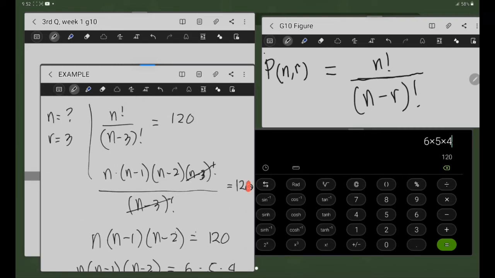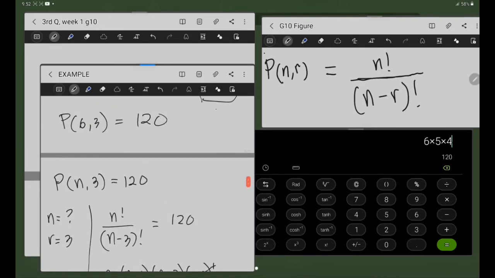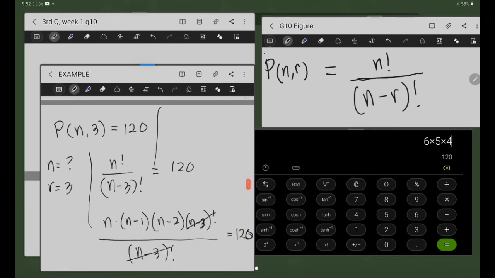So dito, P of 6, 3, permutation of 6 things taken 3 at a time is equal to 120. So yung n natin is equal to 6.